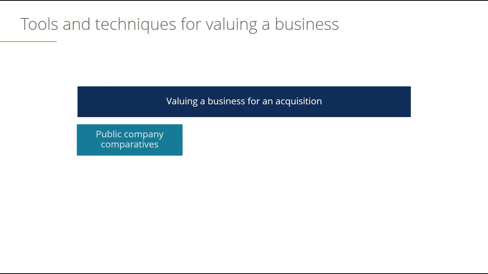The first method is public company comparable analysis, or comps for short. This involves looking at public companies that are similar businesses in similar industries and seeing what they're valued at in the market. We then compare those valuations to the business that we want to apply a value to.